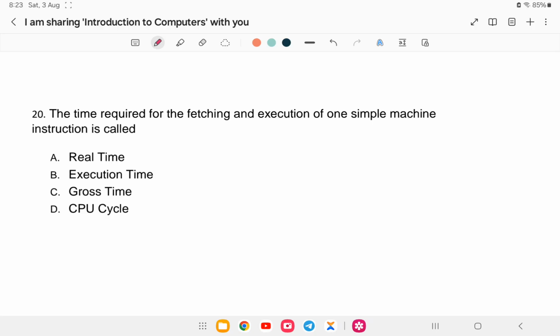The time required for fetching and execution of one simple machine instruction is called what? Is it A, real time, B, execution time, C, gross time, or D, CPU cycle? So that is fetching and execution of one simple instruction. For example, the computer computes 1 plus 1 and gives 2 as the result, and that is the process time taken. So the answer is what? It is CPU cycle. So let us study about the CPU cycle.